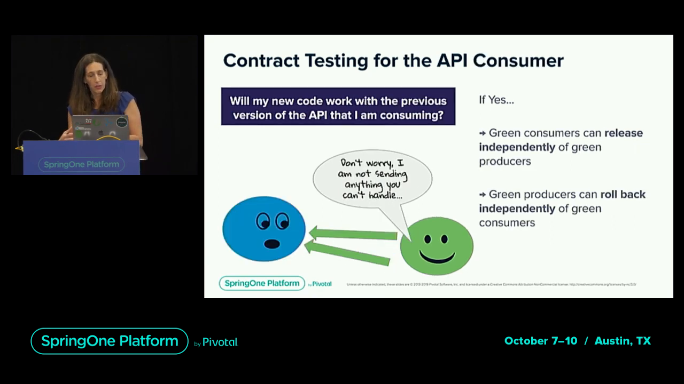If you're a consumer, then what you want to do is make sure that if you're deploying new code, it'll work with the previous versions of the API that you're consuming, right? And if you can do that, then as a consumer, you can also release independently. And you're also allowing the producer that you're collaborating with to have the freedom to roll back, right? Because you're not forcing them to upgrade with you. So if you're a newer version, you can still talk to an older version of the producer. So as a consumer, you can actually influence the ability of the producer to have the freedom to roll back independently. So it is important to do this across both parts of the relationship.